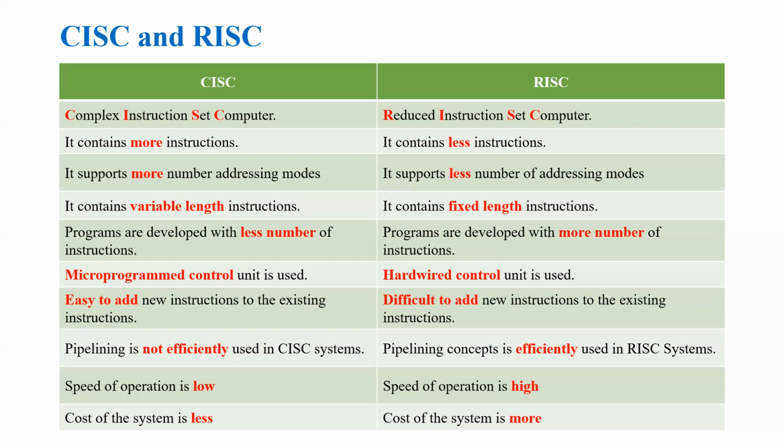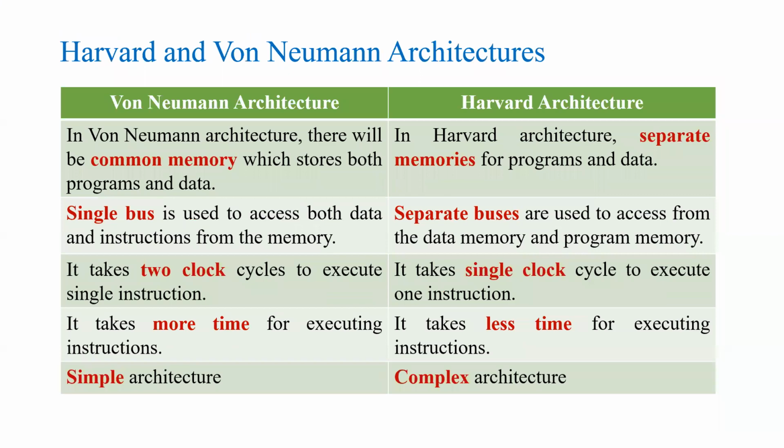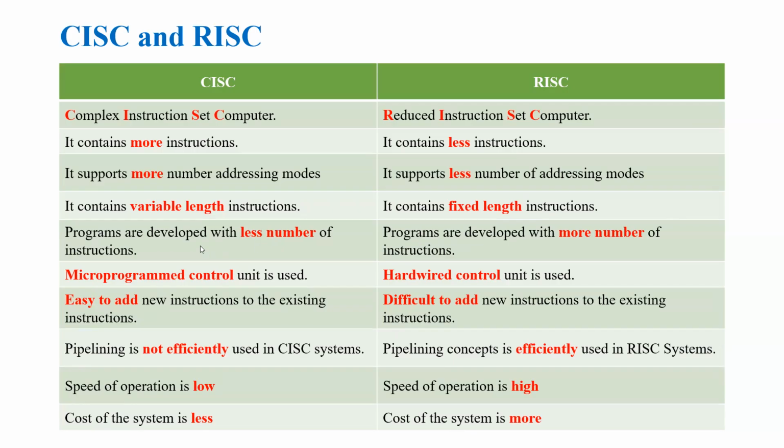And next, in CISC you may identify variable length instructions. Some instructions are 1 byte, some may be 2 bytes, 3 bytes, 4 bytes, 5 bytes, 6 bytes, like this. But coming to RISC, you may identify fixed length instructions. That means if a RISC processor's instructions are 4 bytes, every instruction is 4 bytes itself. We never identify different length instructions in the case of RISC.